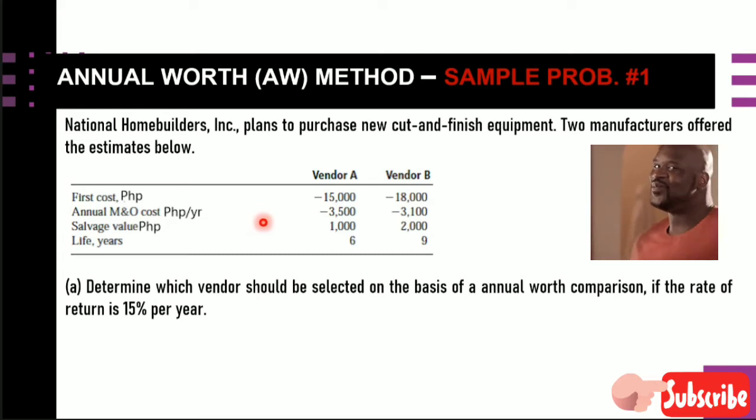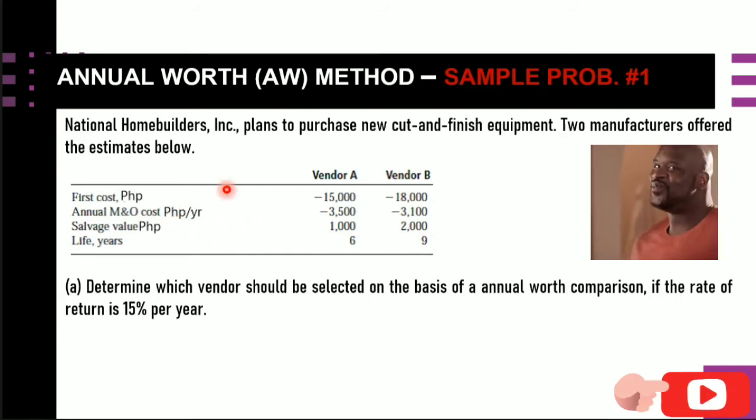You will know and you can answer later, after the discussion, if their annual worth values are the same using the annual worth method and using the PW values and the FW values obtained from the present worth method and future worth method. So let's do it now.